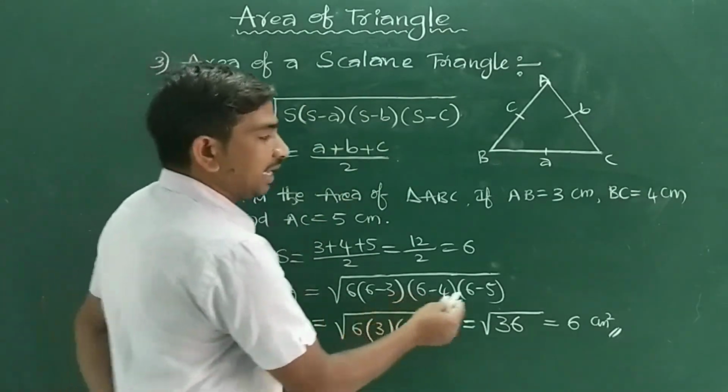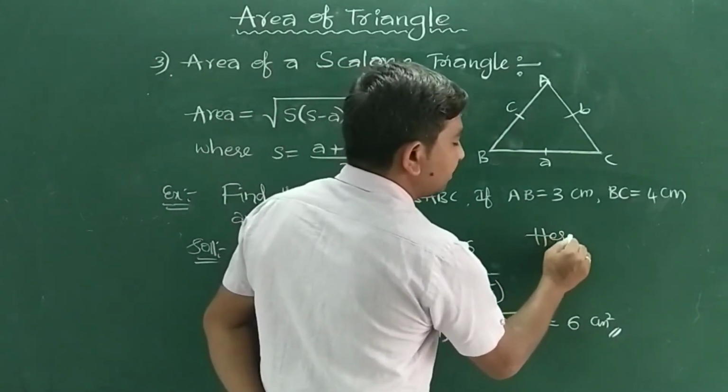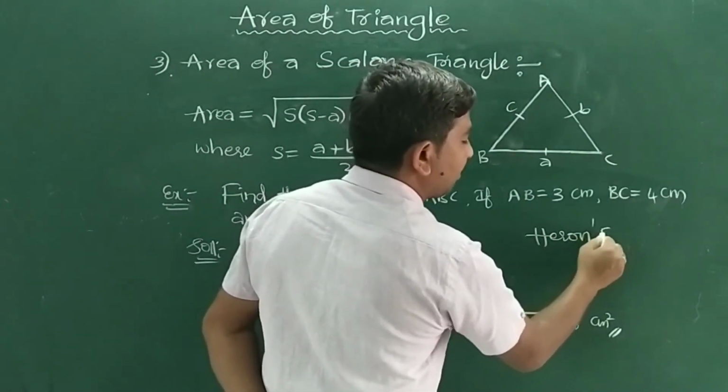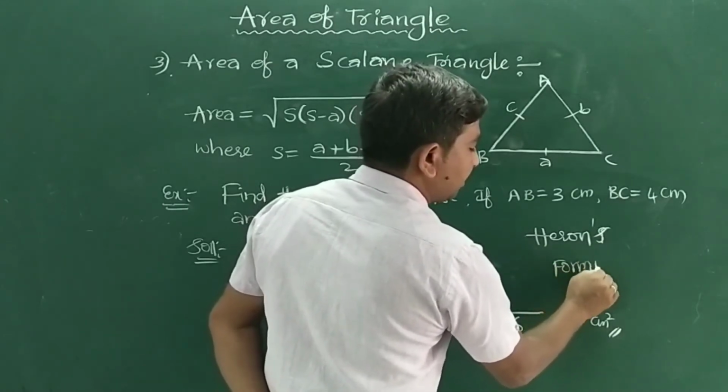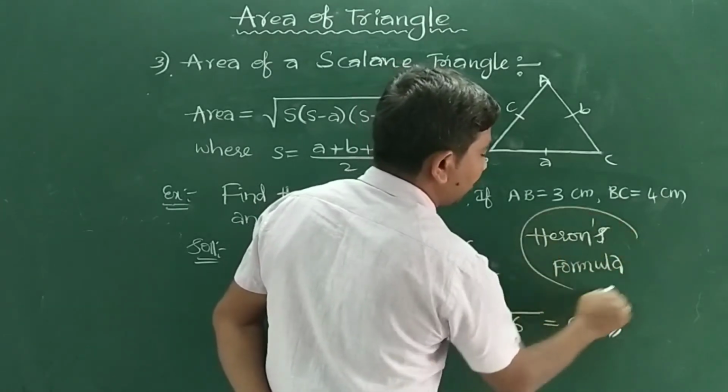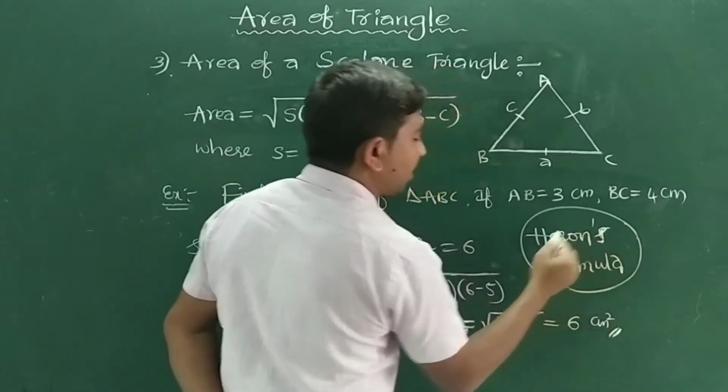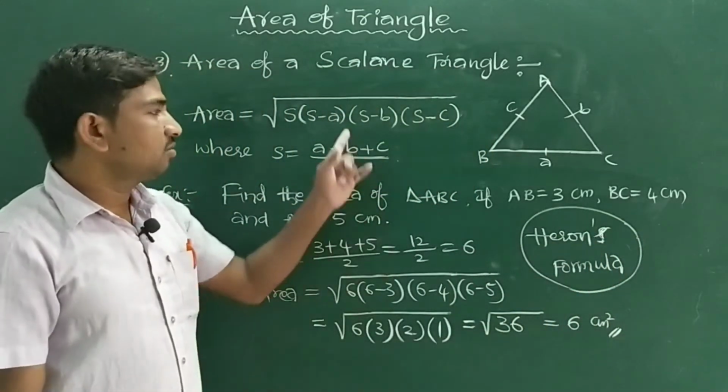So who is that? Heron. So that's why this is called Heron's formula. Heron's formula. This is the most important thing you have to know. So Heron's formula. Okay. So what is Heron's formula?